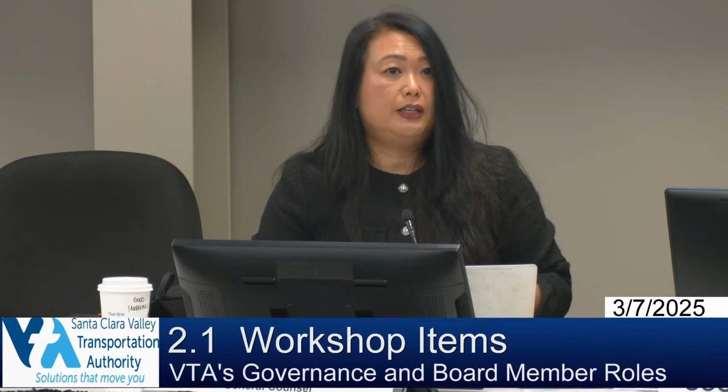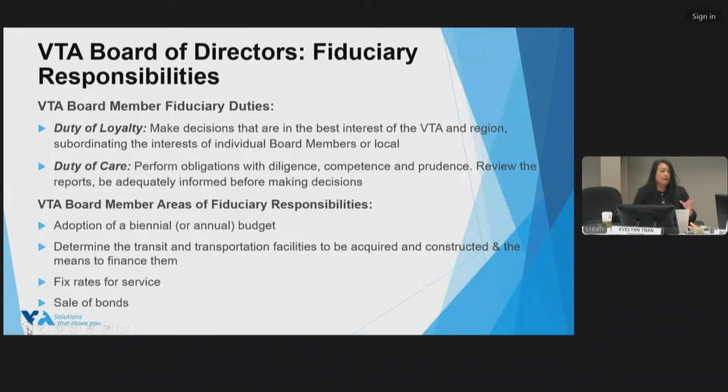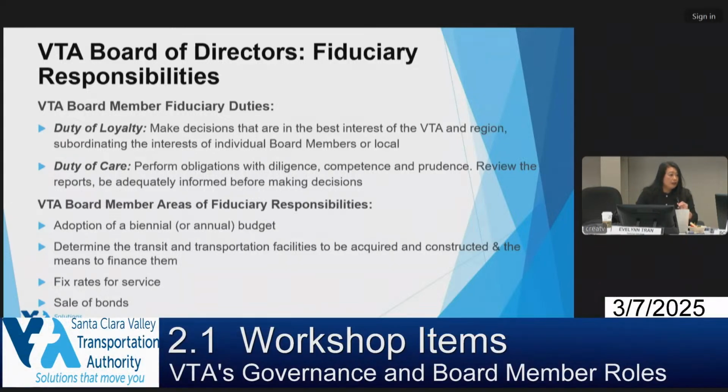And these responsibilities are enumerated in VTA's Enabling Act, which is codified in the California Public Utilities Code, VTA's Administrative Code, which is adopted by the board, and that's a requirement that's in our Enabling Act, California Government Code 1090, the Political Reform Act, FPPC regulations, the Brown Act, federal regulations, and just the common law. Last night, the board took action to amend our administrative code for 2025, and we will be providing you with the updated admin code.